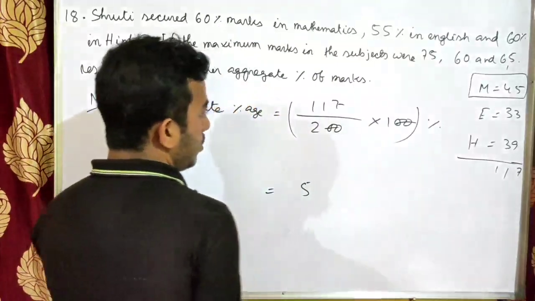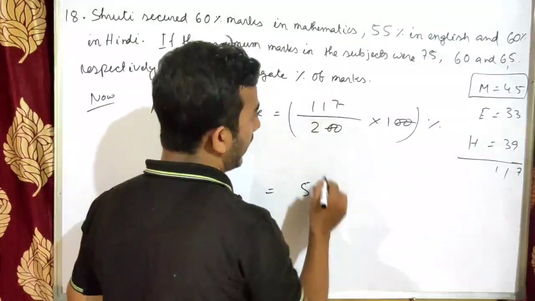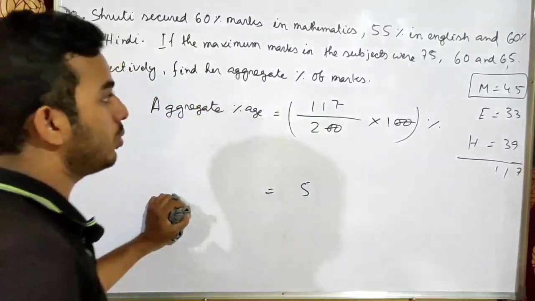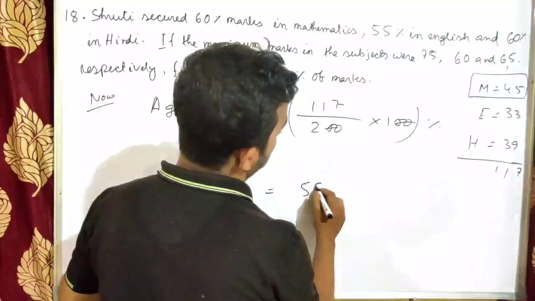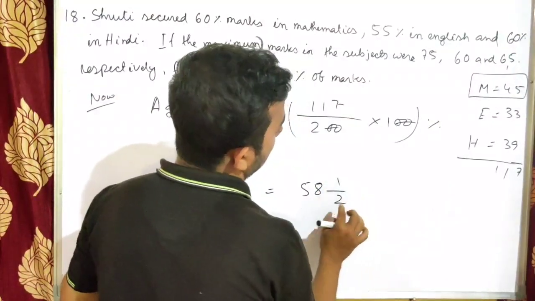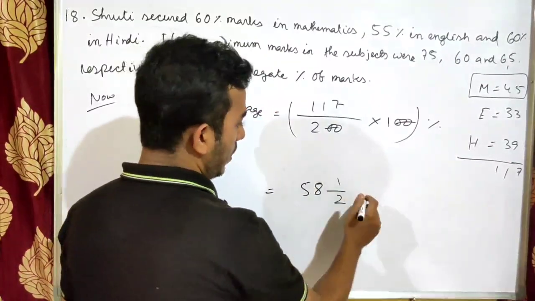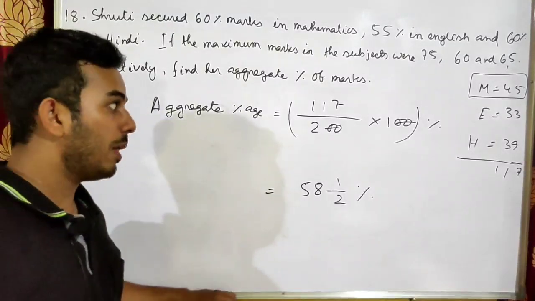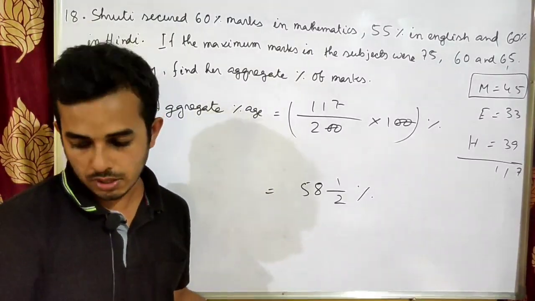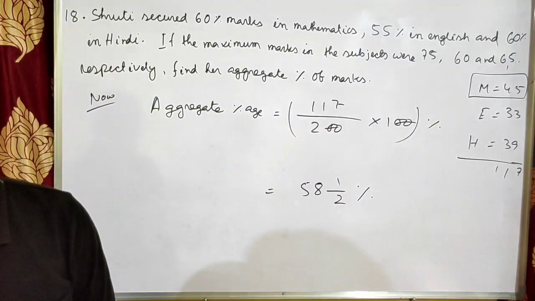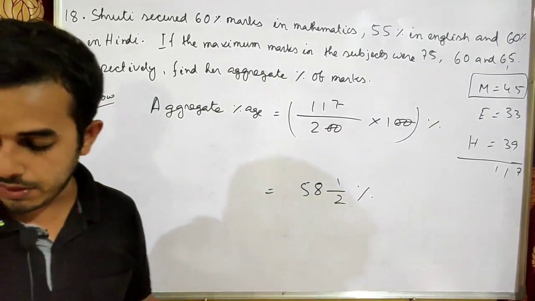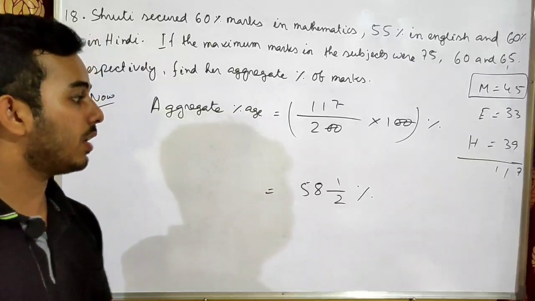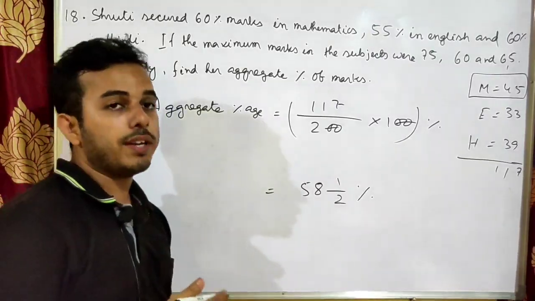2 into 5 is 10, isn't it? 2 into 5 is 10. 2 into 6 is 12. 2 into 8 is 16. Then 1 by 2. 2 into 58 is 116 plus 1, 117 by 2%. Okay, that is, she secured 58 and 1 by 2 percentage marks. Very easy question. Let me check whether it is correct or wrong. Yes, 58 point, this 1 by 2 means 0.5. Correct.